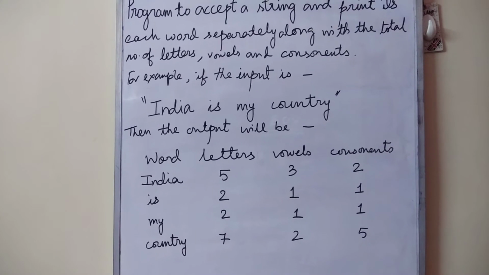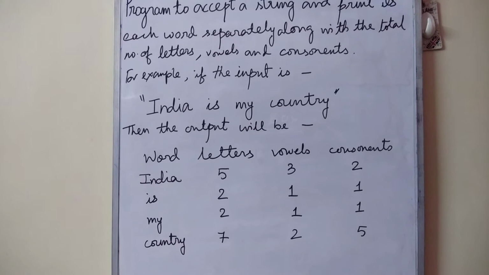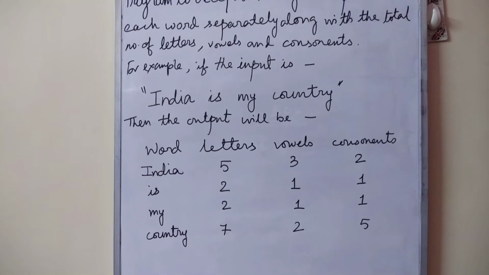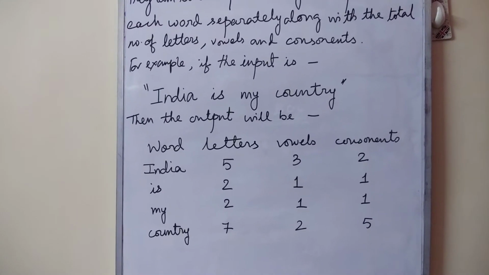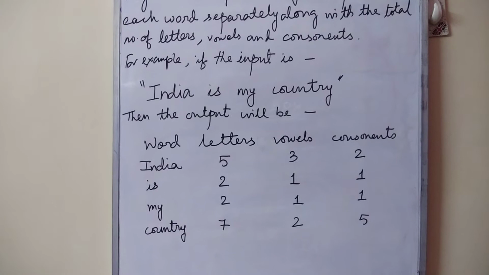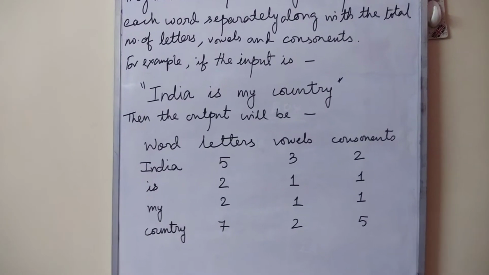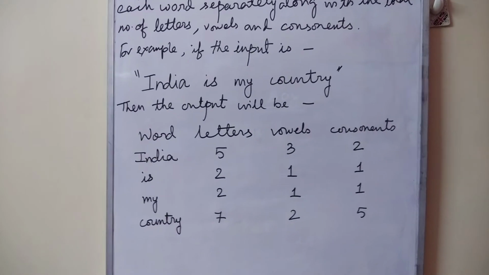So the first word is India. It has 5 letters, 3 vowels, 2 consonants. The second word is "is", with 2 letters, 1 vowel, 1 consonant. The third word is "my", 2 letters, 1 vowel, 1 consonant. And the last word is "country", 7 letters, 2 vowels and 5 consonants.